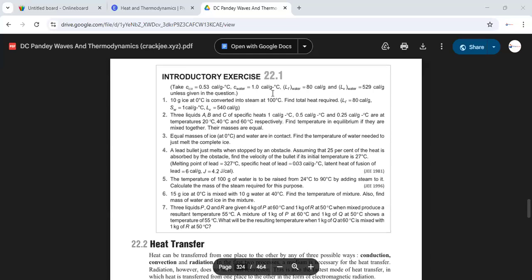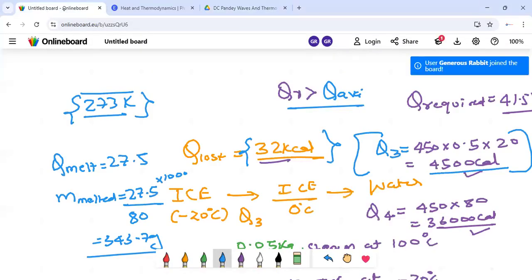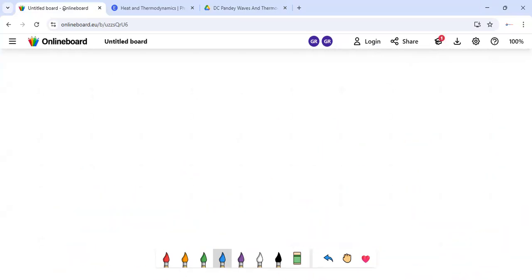Okay, let me take this now on the whiteboard. Question is very simple. How much mass of steam is required to raise the temperature of water from 24 to 90? So here we will say that heat lost by steam equals heat gained by water.